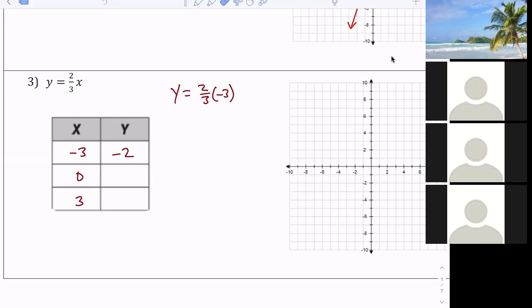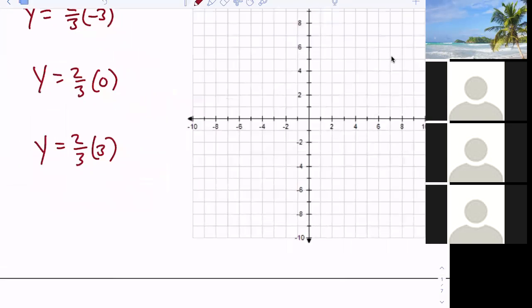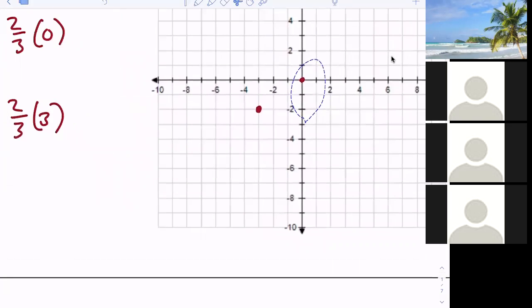Now, plug 0 in. What do I get? Y equals 2/3 of 0. Now, plug 3 in. What do I get? 2. Thank you. Simple, simple, simple game. Now we're going to plot those points. All right, so I'm going to plot -3, -2. 0, 0. And then I'm plotting 3, 2.